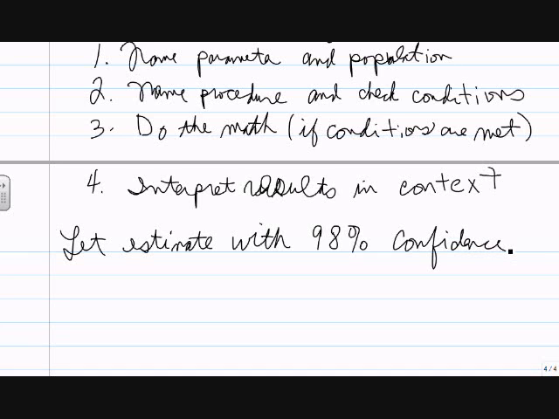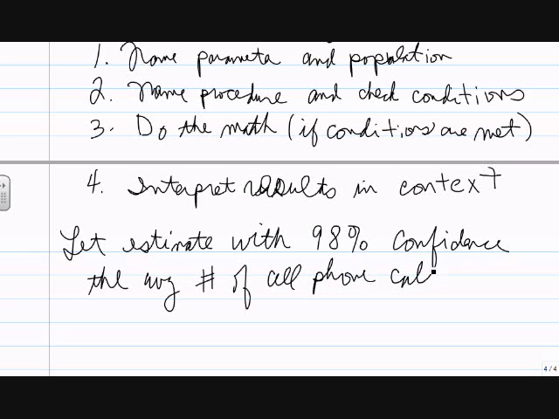So let's estimate with 98% confidence the average number of cell phone calls for a student at Aragon. We better make that juniors and seniors.